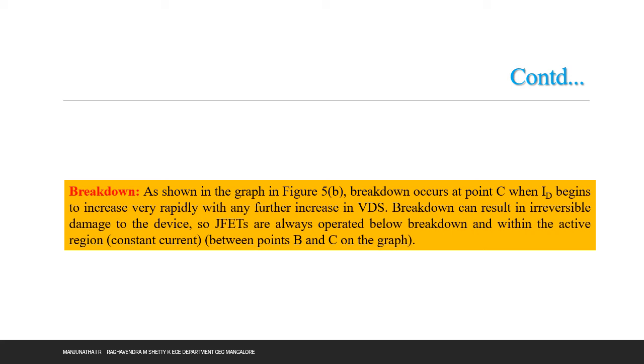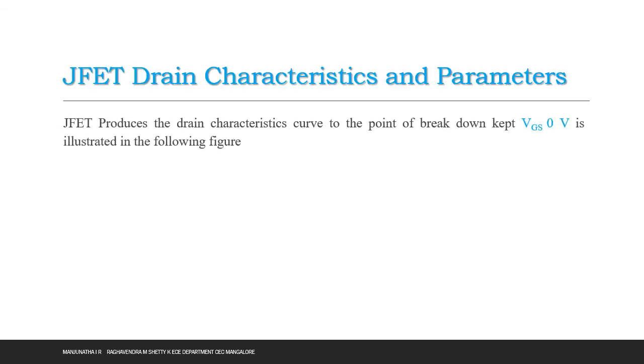So we suggest that the JFET should work below the breakdown region, that is, between the ohmic region and active region we can operate. The JFET drain characteristic curve up to the point of breakdown, with VGS equal to 0 voltage, is illustrated in the following figure.